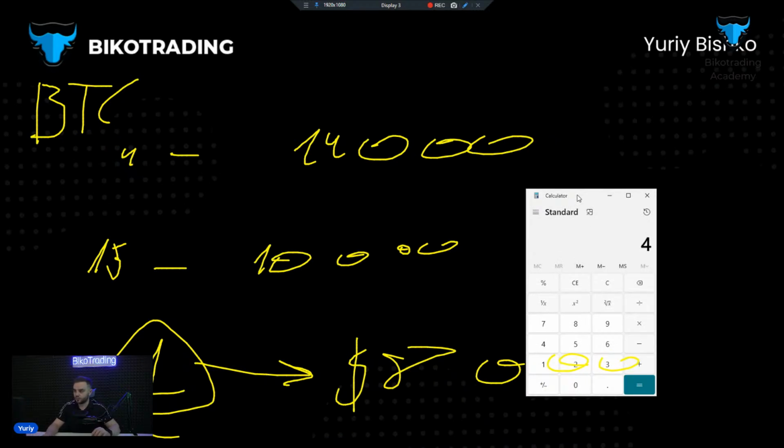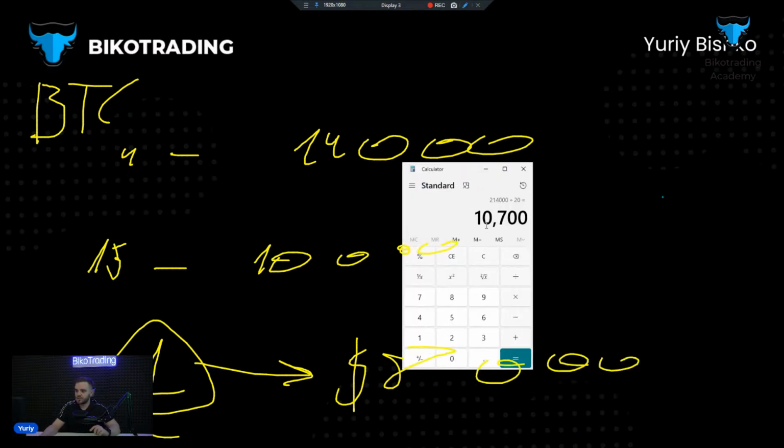After that, 4 multiplied by 14,000, it is 56,000. What do I do at this moment? I add 150,000 and add 8,000 and divide by 20. The average price at this moment is 10,700 in this example.